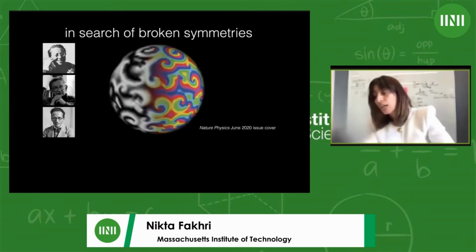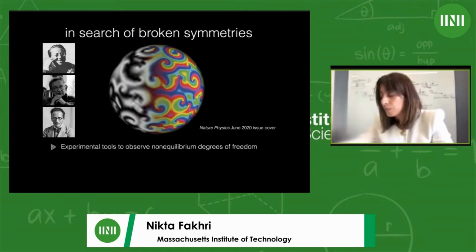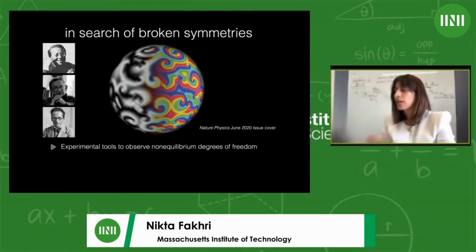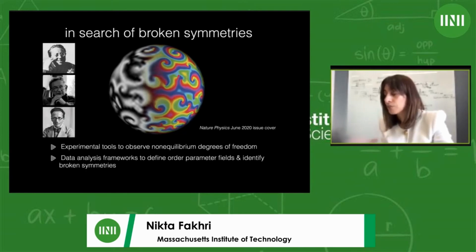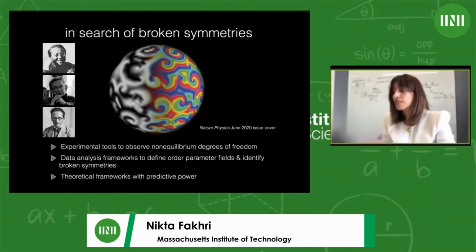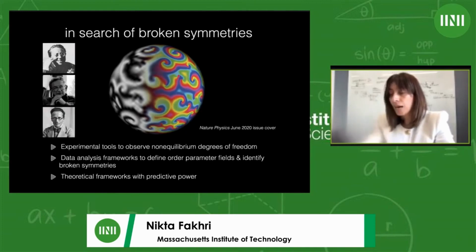So the question is, can we identify general principles that can guide us in developing a physics of self-organization in living systems that can reach the same level of predictive power that has been the standard in any other area of physics? And this is the challenge that we have set out to address under the umbrella of active matter. And to do so, we develop experimental tools to observe and identify non-equilibrium degrees of freedom. We develop data analysis frameworks to define order parameter fields. And lastly, we collaborate with theory colleagues to develop theoretical frameworks with predictive power.